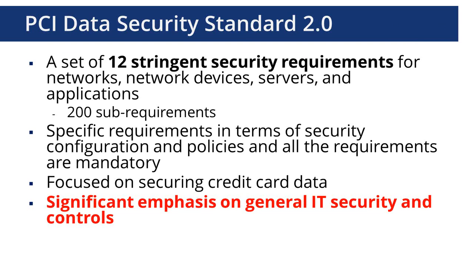The best thing about PCI is it's very prescriptive. It tells you exactly what you need to be doing. And the worst thing about PCI is it's very prescriptive. It tells you exactly what you need to be doing. So there are 12 major categories, and we'll talk about some of these in great detail. Each category is broken out into sub-requirements, and there are about 200 specific sub-requirements.